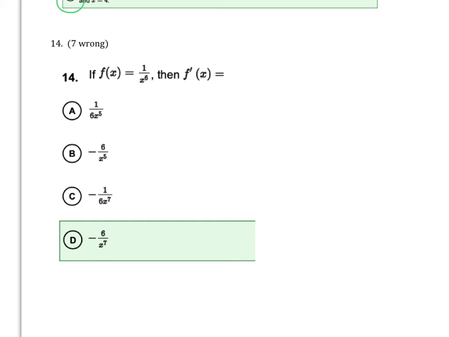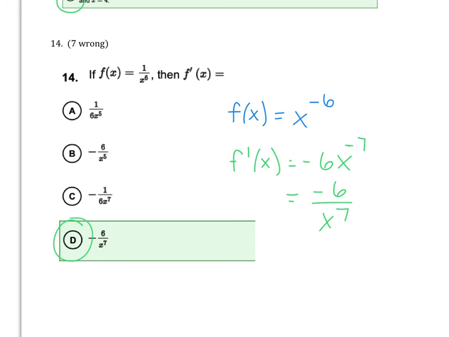Finally, number 14, 7 of us got this one wrong, so let's just quickly look at that. If we're given f of x is 1 over x to the 6th, another way we could quickly look and rewrite this is f of x equals x to the -6. That way we don't have to worry about that quotient rule. So now when we're looking at f prime of x, we simply bring down the 6 and we subtract 1 from the powers, all right, which is now going to be the same as -6 over x to the 7th, D.